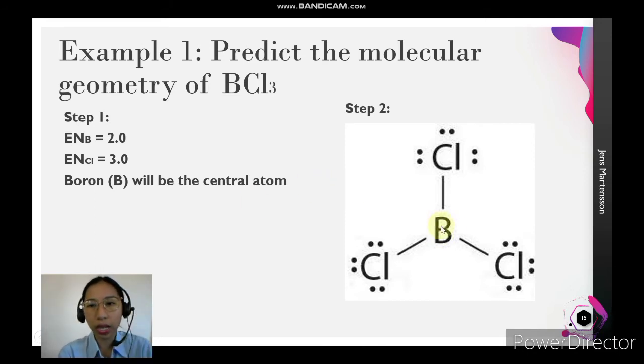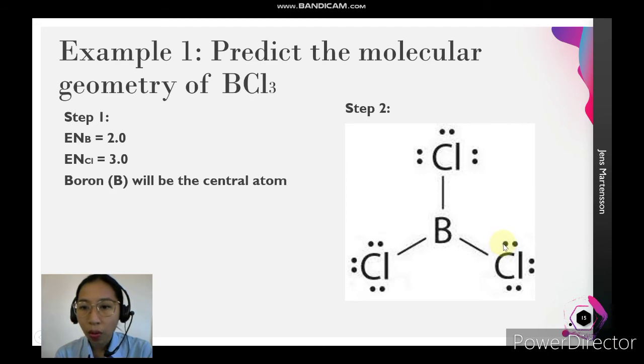So as what you can see, our boron is in the middle. This is your central atom, so it should be at the center. And you have 3 terminal atoms which are all chlorine atoms. If we look at our periodic table, boron has atomic number 3, which means it has 3 electrons. So for boron, 1, 2, and 3, that is 3 electrons. For chlorine, if we look, it has atomic number 7, therefore it also has 7 electrons.